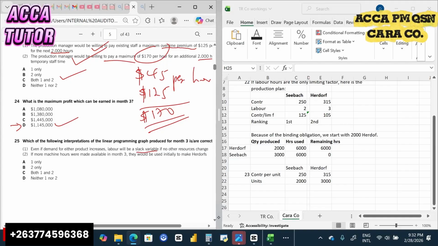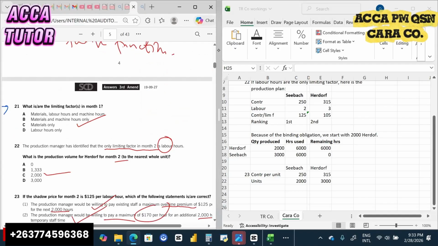Okay, a slack variable arises when there are more resources than are required. So if we are having more resources than are required, then there is a slack variable at play. So to look at the graph paper, it shows our slack variables. So, even if demand for either product increases, labor will be a slack variable if no other resources change.